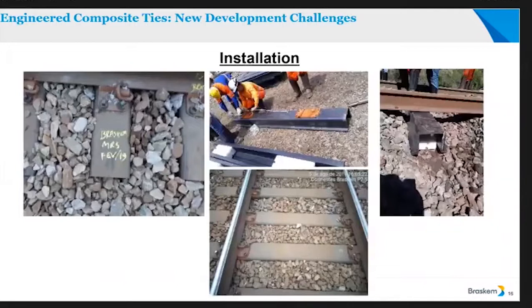These are some installations, some pictures of what we installed on MRS. We began this project in February 2019. We had already tested in 2015, but it was not a heavy haul railroad. In February 2019, we began installation in the mine corridor. It's just a tangent. And in 2020, we began on the sharp curve.